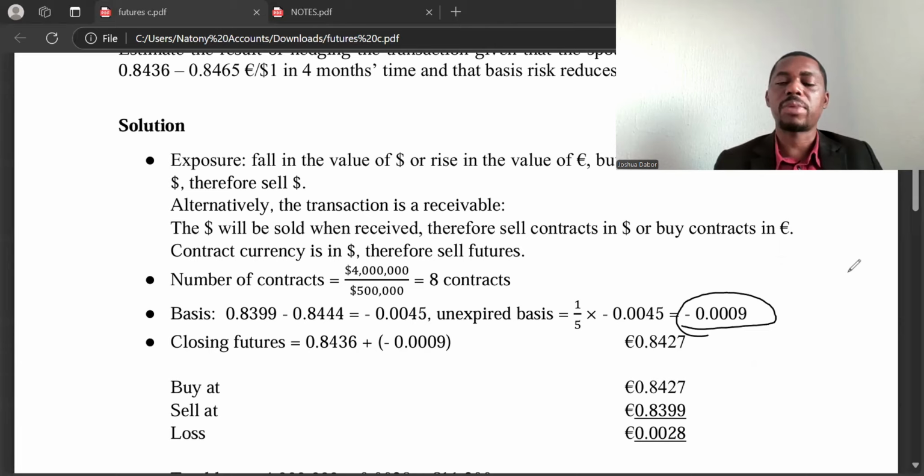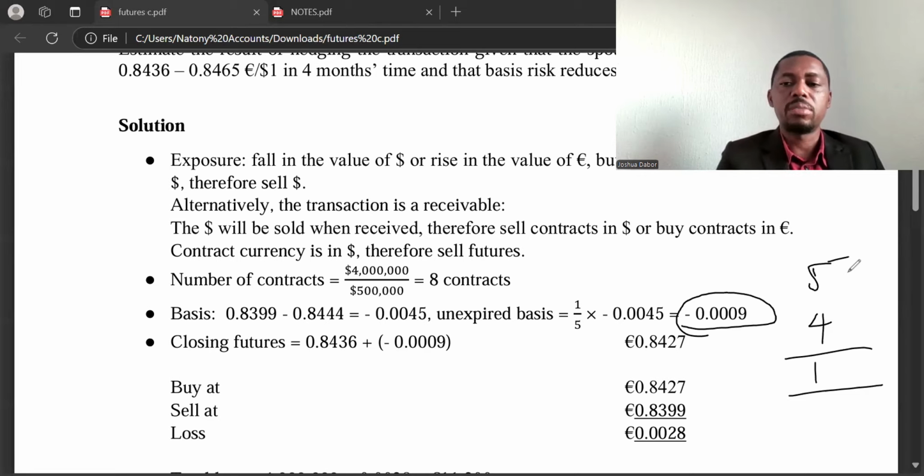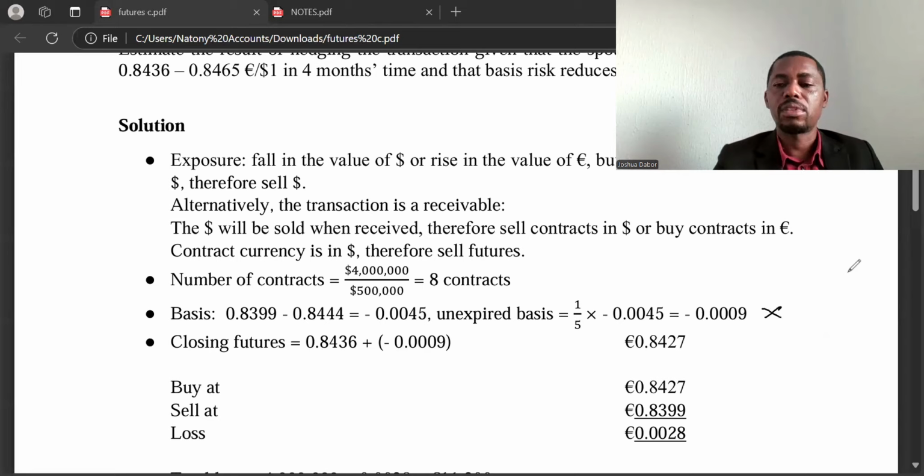But now, what is unexpired basis? From my last class, I told you that you calculate unexpired basis based on the months left before the contract was closed. The contract is for 5 months, but the money is expected to be received in what? 4 months' time. That means the contract will be closed 1 month before expiration. So your unexpired basis will be the basis per month times months left. So in this question, it is 1 month that is left. So the unexpired basis remains at what? 0.0009.